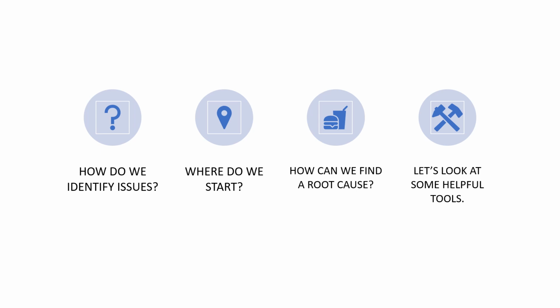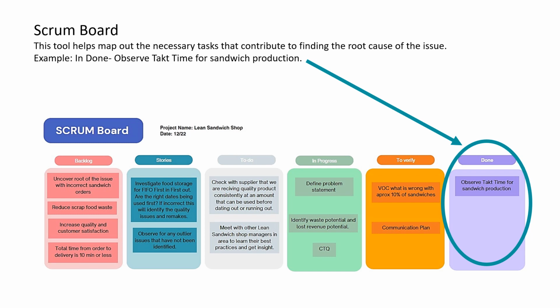How do we identify issues? Where do we start? How can we find a root cause? These are good questions, so let's look at some helpful tools. This is a Scrum board, and this tool helps us map out necessary tasks to contribute to finding the root cause of the issue.